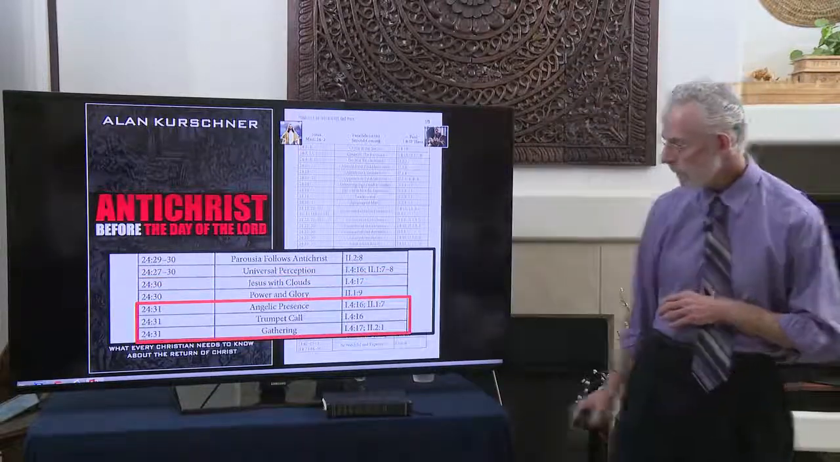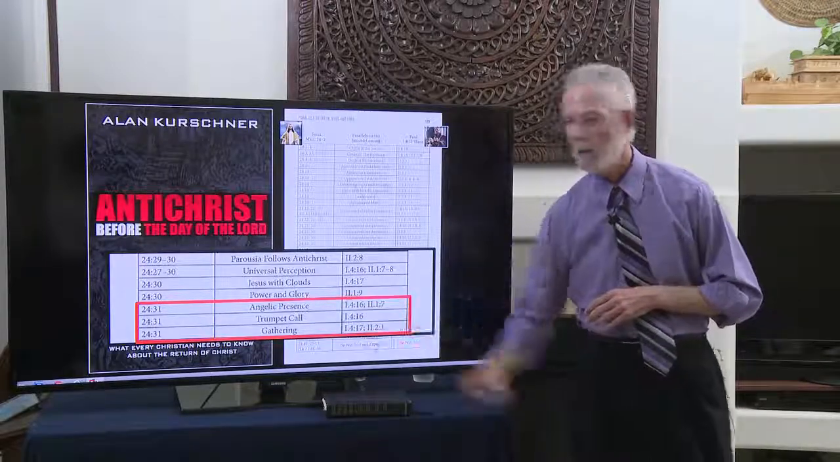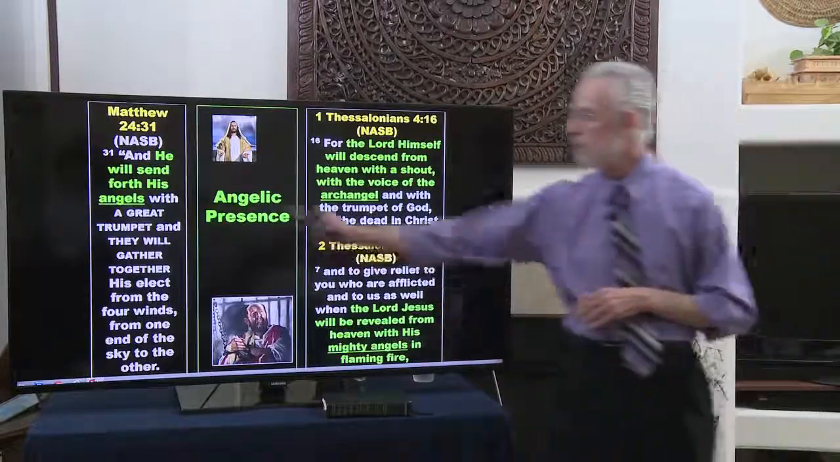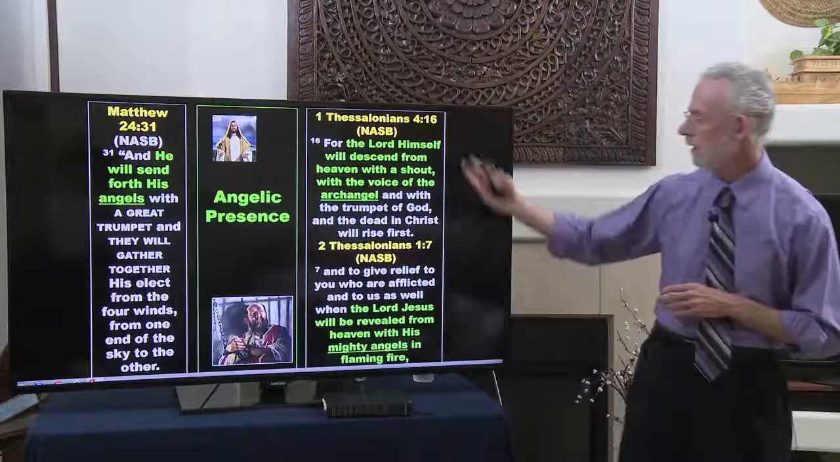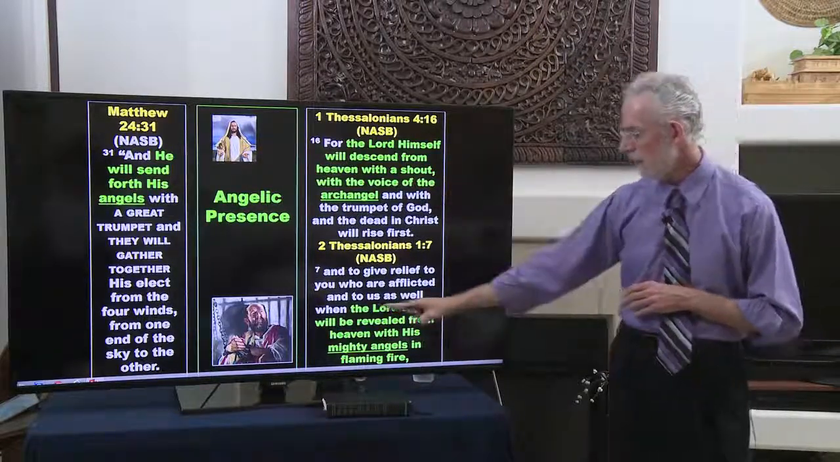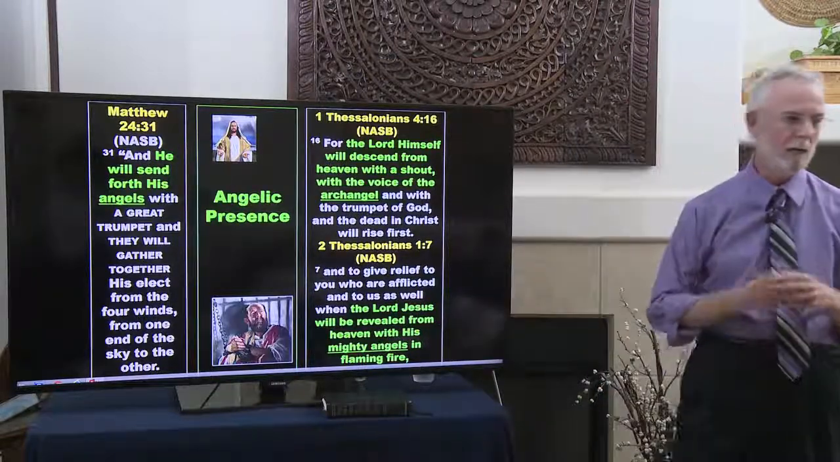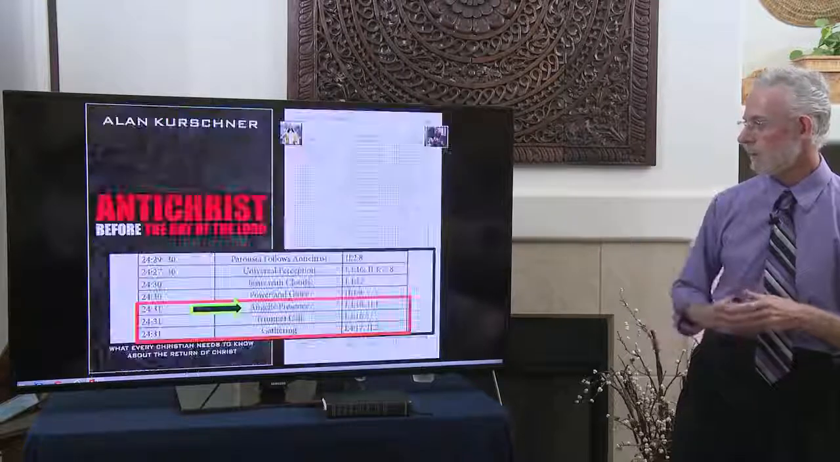All right. Then in verse 31, we saw three parallels: an angelic presence, the trumpet call, and the gathering. Jesus said he's going to send forth his angels. And the Apostle Paul said Jesus is going to descend with the shout, the voice of the archangel. He said the Lord Jesus will be revealed from heaven with his mighty angels in flaming fire. So they're both talking about Jesus coming with angels.